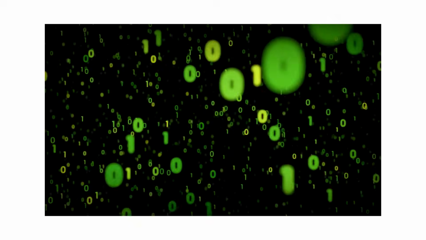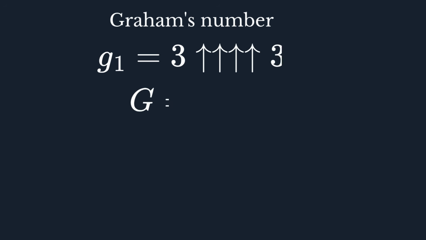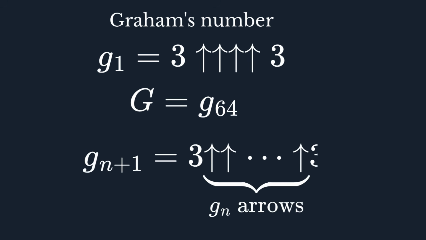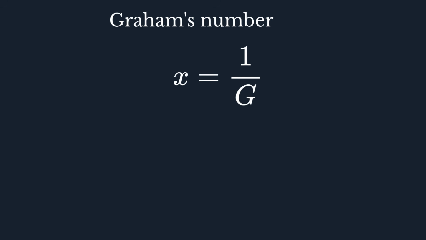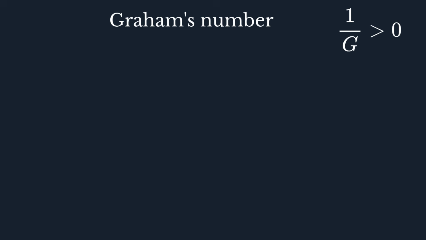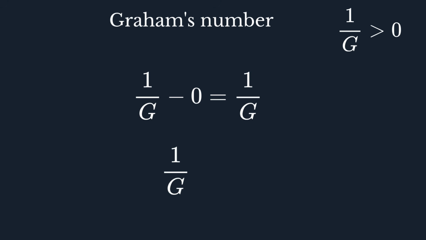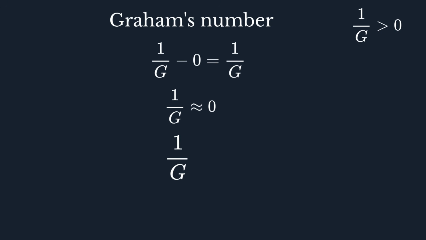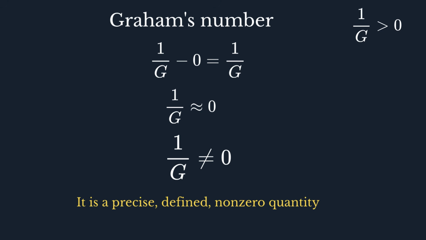But even these tiny real-world numbers are enormous compared to what pure mathematics can produce. Remember Graham's number, the almost incomprehensibly large integer built by stacking arrow operations 64 layers deep? Now take its reciprocal, 1 divided by Graham's number. This is not just a small number. It is a number so close to 0 that, if placed anywhere near 0 on a number line the size of the observable universe, no measuring device ever built or theorized could distinguish it from 0 itself. And yet, mathematically, it is not 0. It is a precise, defined, non-zero quantity.